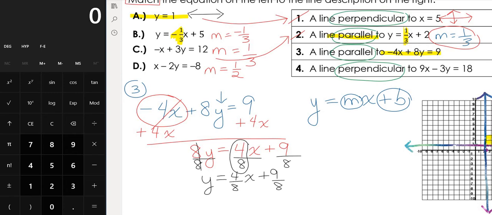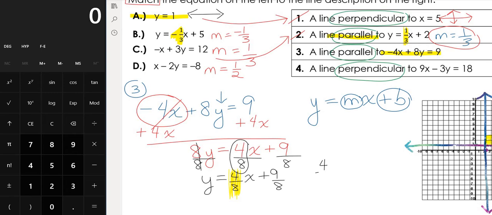Now, take a look at that 4 over 8. Usually we would be done, but 4 over 8 can be simplified. And whenever you're looking at slope, it always needs to be in simplest form. That's the only way that you can tell if two things are in fact parallel or perpendicular. So we're going to go ahead and simplify 4 over 8.